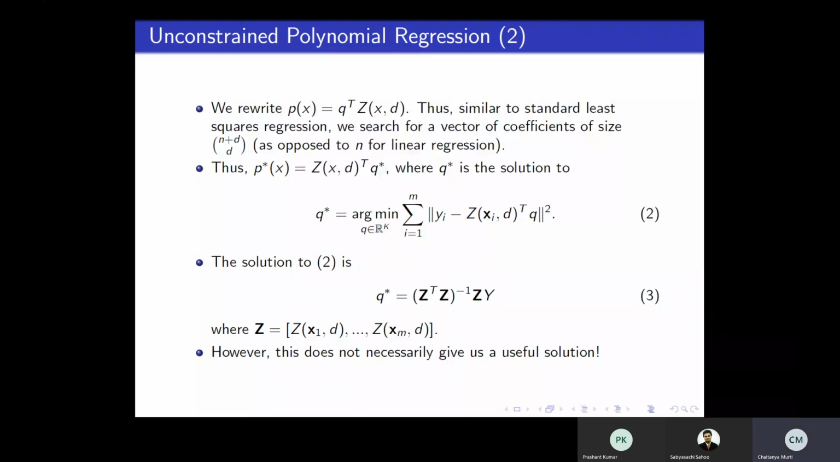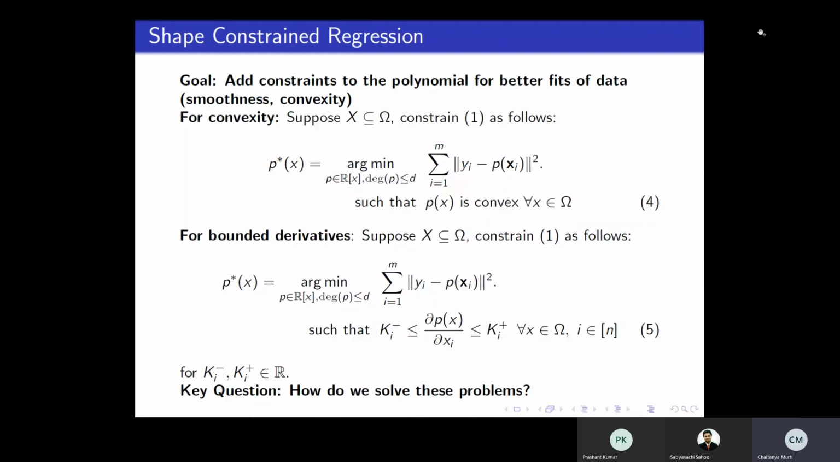Well, we simply add polynomial constraints. So what does that mean? We add constraints to the polynomial optimization problem, simply like this: P star of x is the argmin over the polynomials, given this least squares cost, such that P of x is convex. And this is standard. The way you'd want to enforce this is by saying the Hessian of P is positive semi-definite for all x in omega, because the Hessian of P will be a polynomial matrix, a matrix where every entry is a polynomial. Is that clear?